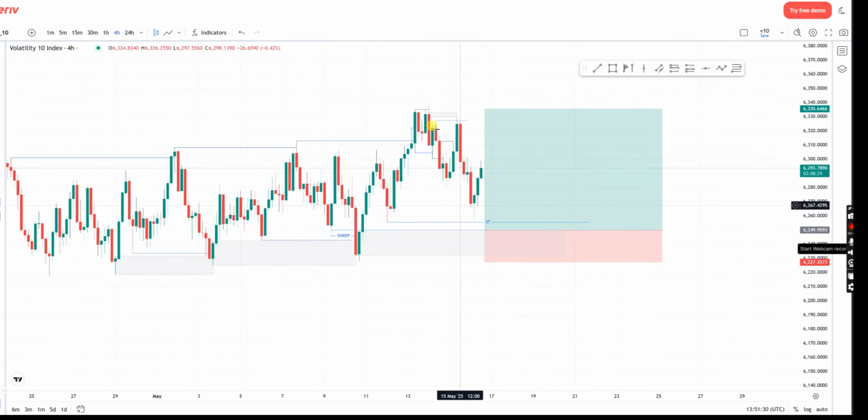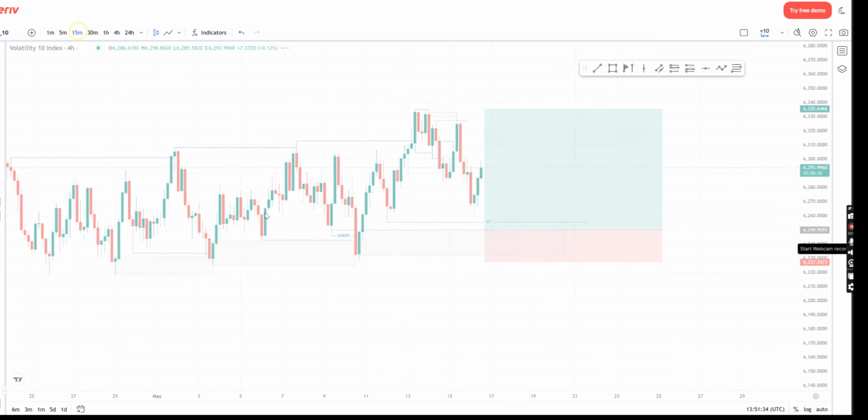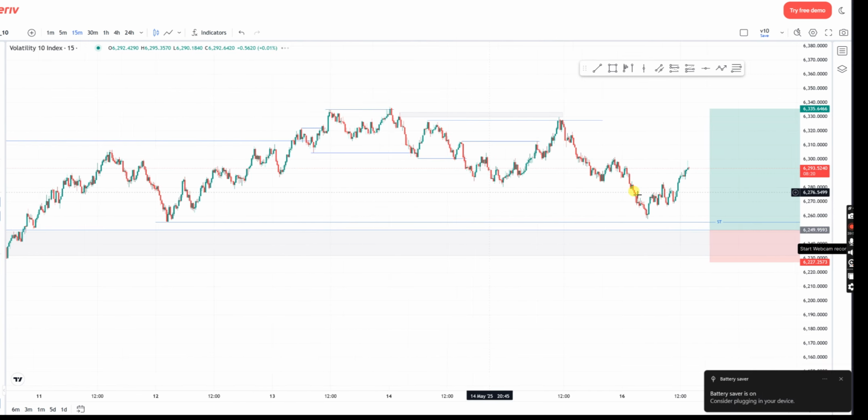Now you can see what happened at the pullback. Pullback, you go to 15-minute time frame to wait for that pullback. What happened?